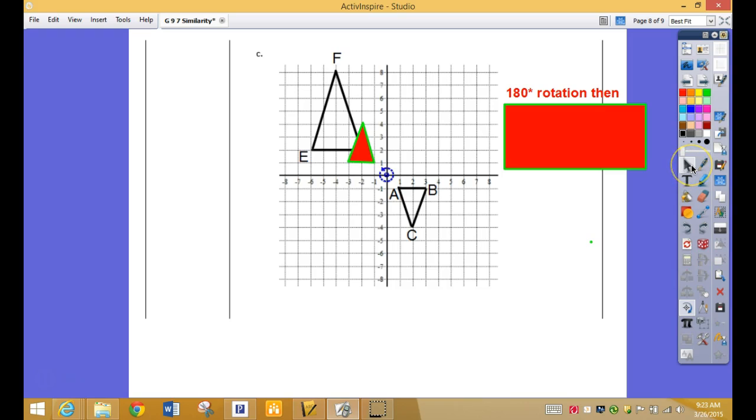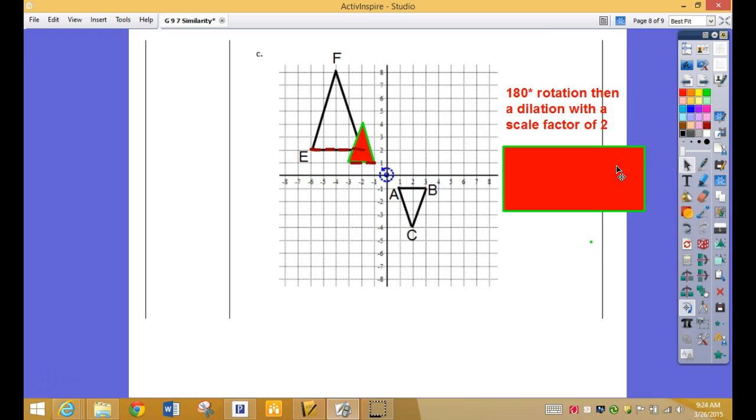Dilate greater than 1. What's our scale factor going to be on this one? We have to go from 1, 2 to how many? 1, 2, 3, 4. Scale factor of 2. You are correct. You enlarge that. If you take each of these coordinates times 2, the new dilation matches perfectly.